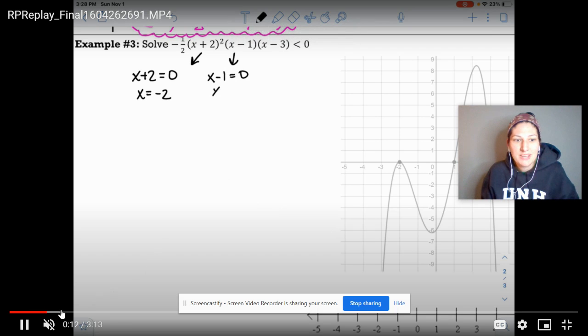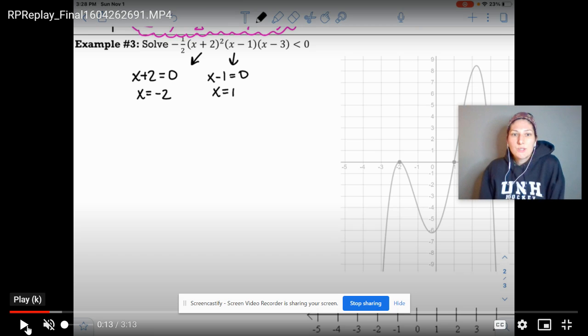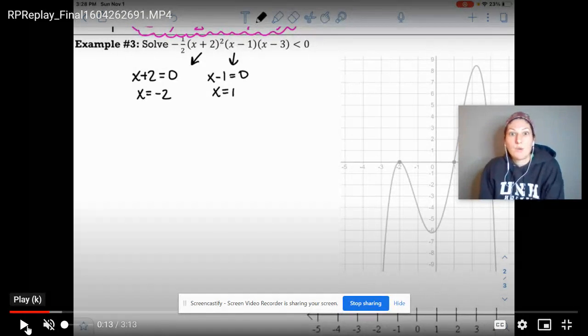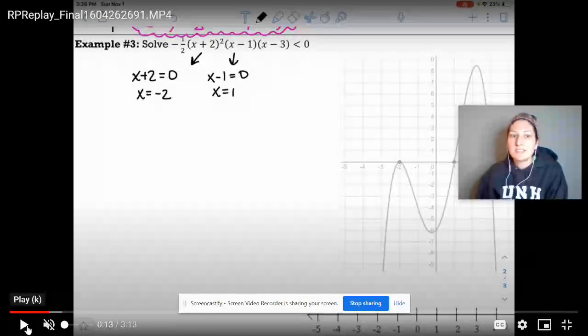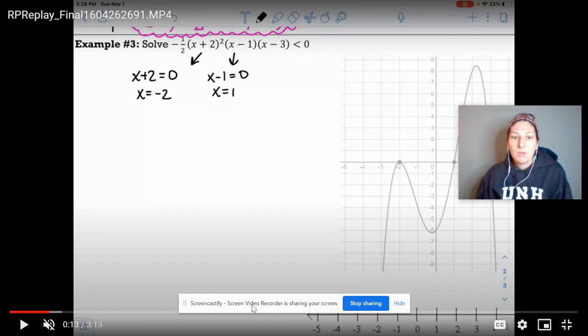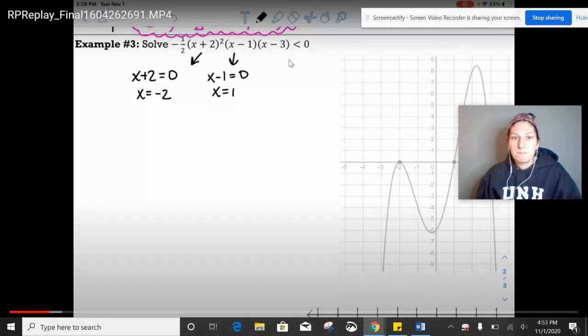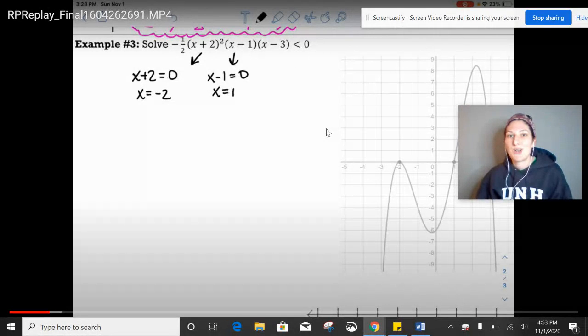Example number 3. This example is already in factored form, which is nice. So what we need to do is find those zeros, those roots first. So what you want to do is take each factor, set it equal to 0, and solve for x. You want to plot those on your number line. So you look at that inequality symbol to tell you if you should do a closed or an open circle.